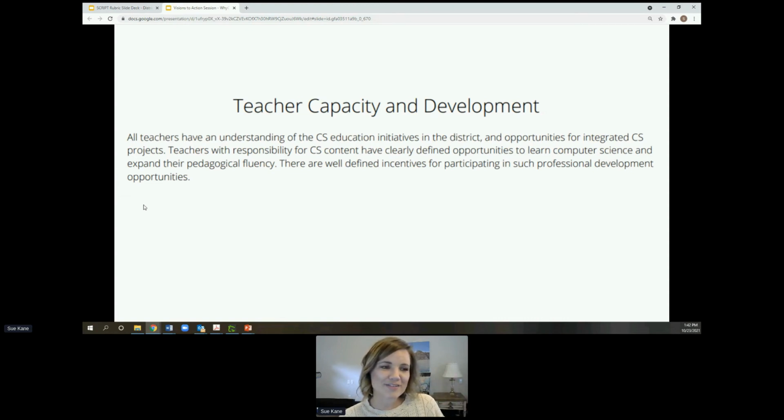They have opportunities for integrated CS projects, so they figure out how it applies to me. Teachers with the responsibility for CS content have defined opportunities to learn CS. So we've got PD opportunities, and expand how they teach to different types of students. That's the pedagogical fluency. So expand their pedagogical fluency. And there are well-defined incentives for participating in PD opportunities. So it's embedded. It's a part of my job, but I understand why I need to do it, and I even have some incentive for doing this. So a big overarching statement.